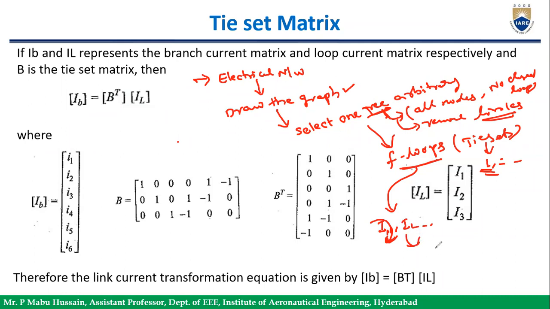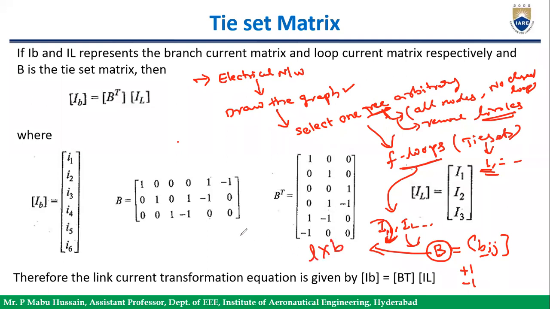Okay, then you develop the matrix B, right? How can you develop this matrix B? You have the elements Bij, and Bij will be equal to +1 if the particular branch is in the loop and the direction of the branch current is the same as the direction of the loop current. It will be -1 if the branch is in the loop and the direction of the branch current is opposite to the loop current. And what is the order of this B? It is the Tieset matrix, and the order of B is L by B.